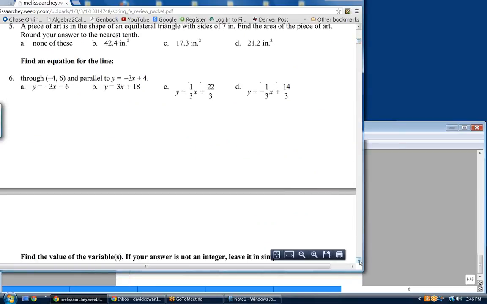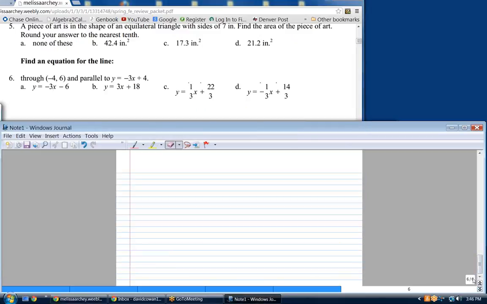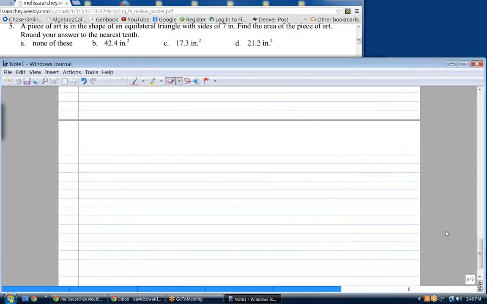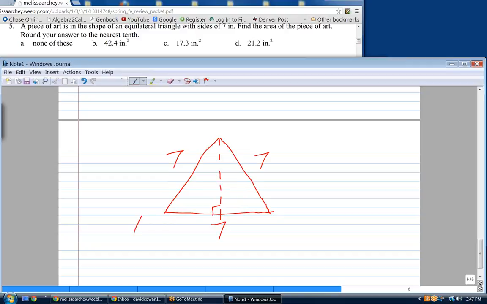A piece of art is in the shape of an equilateral triangle with sides of 7. Find the area of this. Area for a triangle is base times height divided by 2. How do you get the height, though? Well, drop a perpendicular like that. We know this is a right triangle. What's this angle here? What's angle A?